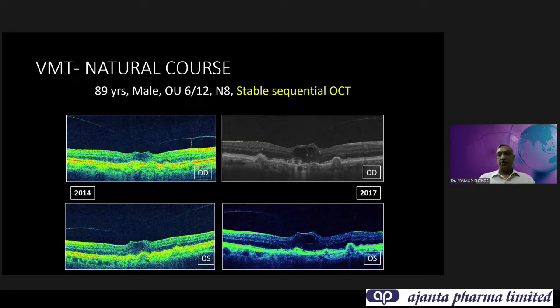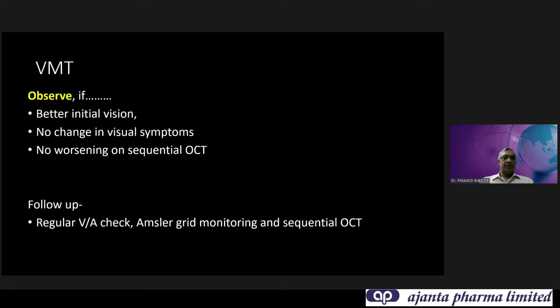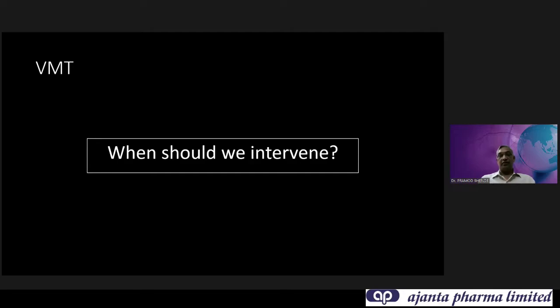This is another case with a similar pattern over 3 years, an 89-year-old male. Vision is also maintained at 6/12 and N8 over the last 3 years, with hardly any change in the foveal OCT pattern. So these cases can be safely observed if you have better initial vision, if there is no change in the visual symptoms, and if there is no worsening on sequential OCT. Of course, these patients need regular vision checks, Amsler monitoring, and sequential OCT.